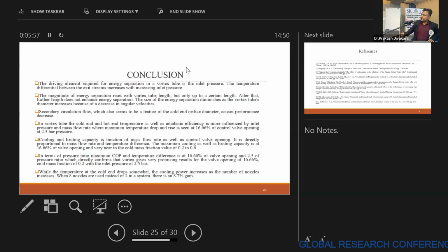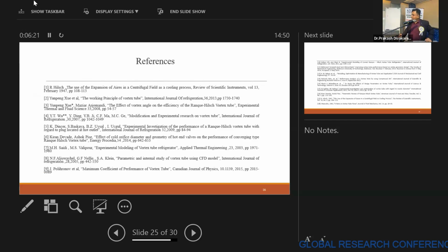So this is the conclusion of what we have seen. The driving element here is the inlet pressure. The higher the inlet pressure, the more energy we have, and the more hot and cold separation we can get. The magnitude of the energy separation is also dependent upon the L by D ratio. The secondary circulation also affects the performance, which decreases as the length increases. To a certain extent we will get an increase, but after that there will be a decrease in the performance.